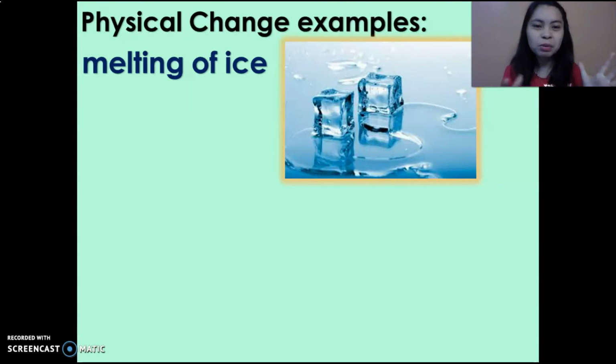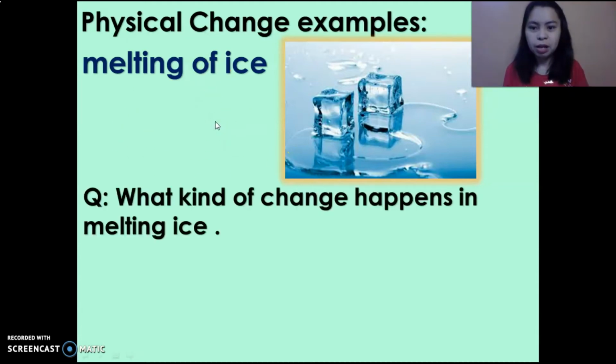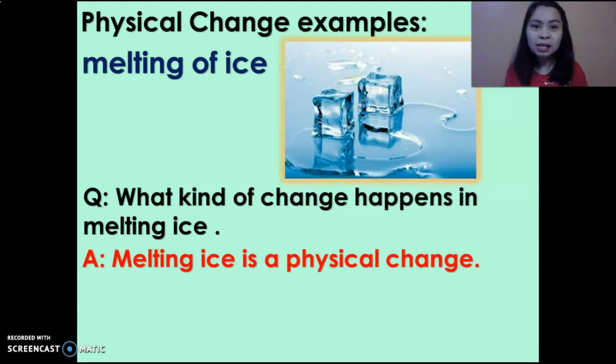So let's go to the change. What happened to ice and then it becomes water, right? What kind of change happens in melting ice? Is it a physical change or chemical change? So remember, no new substance is formed. So it's still water, right? So the answer is melting ice is a physical change.